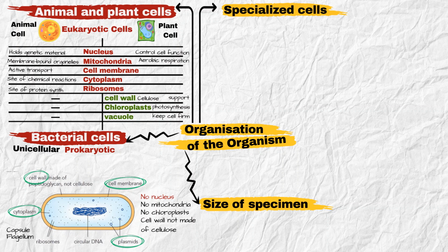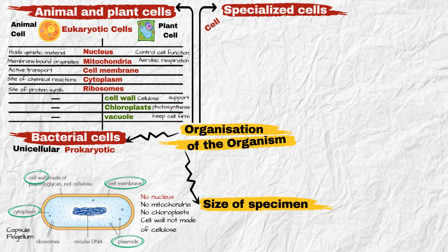Now let's move to topic 3, specialized cells. This topic focuses on how certain cells are adapted to carry out specific functions in the body. You must understand the structure of each specialized cell, what it does, and how its features help it do that job. But before we go into individual cells, there's one foundational idea you must know, and it frequently comes up in exams, both in direct and indirect ways.